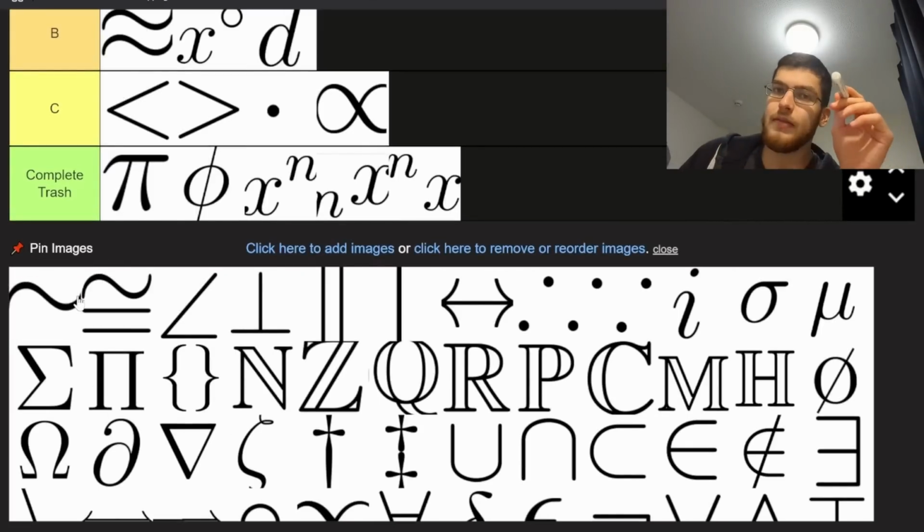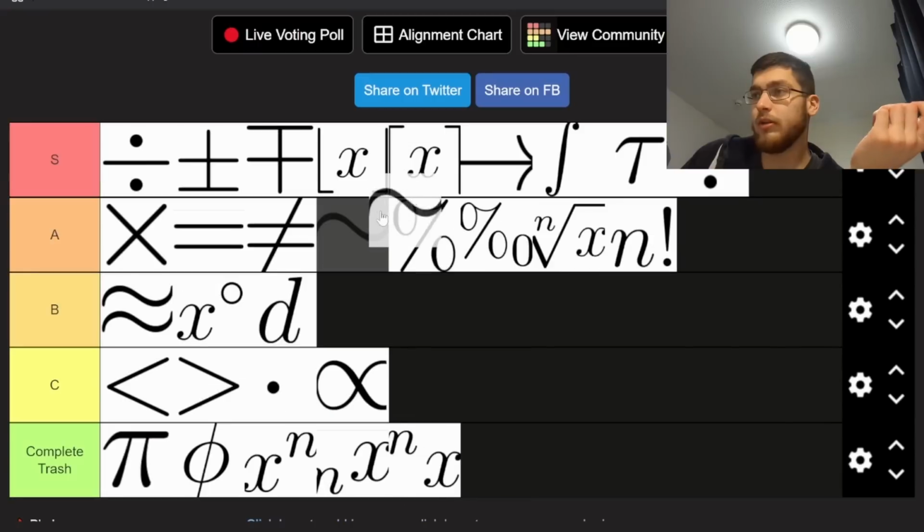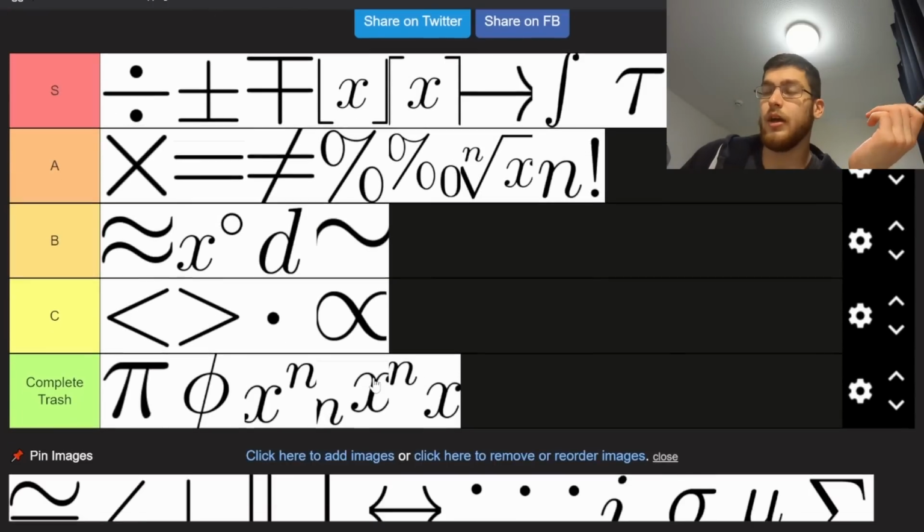Yeah, it makes sense because if something is similar to, it kind of is like being approximately. It's just everything is the same apart from the size and possibly the rotation, right? So yeah, it's similar to. Good symbol. No real complaints. I won't put it in B tier.